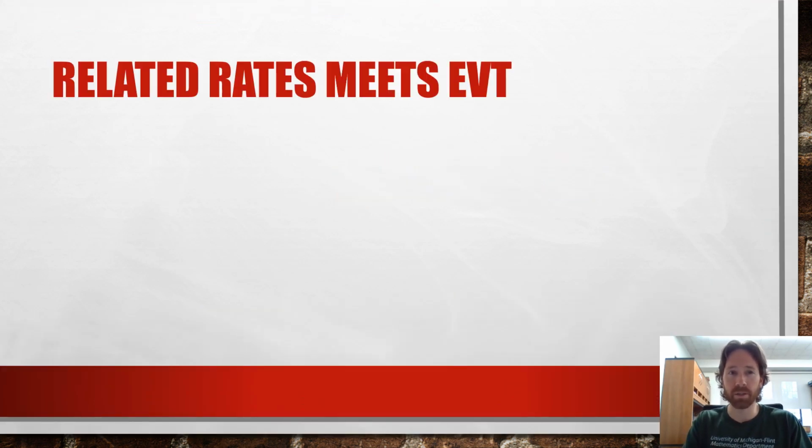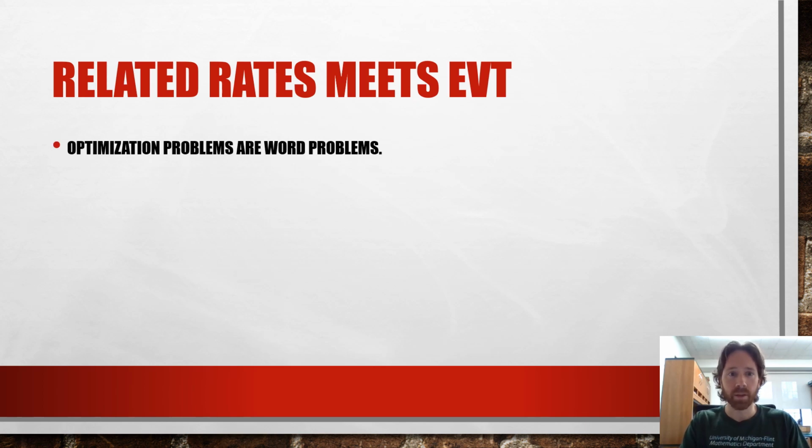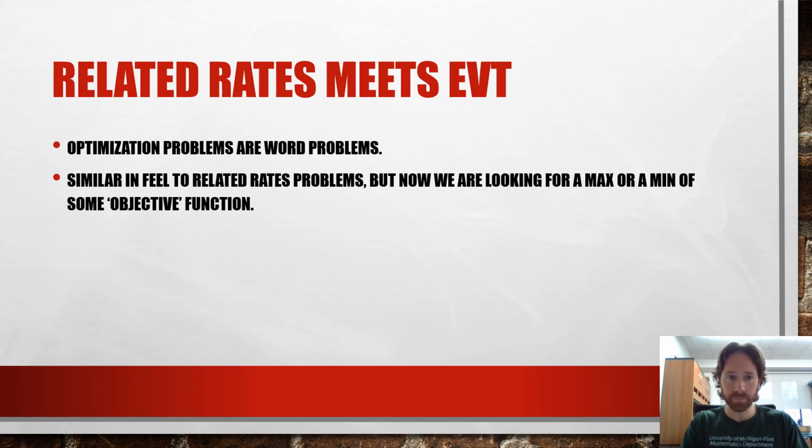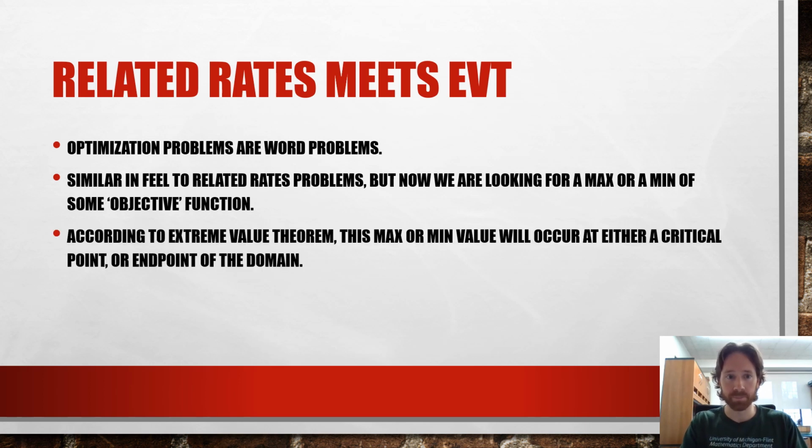Think about optimization problems sort of like related rates meet extreme value theorem. So similar in field to related rate problems, but instead of just looking for relative rates of change, we're looking for either a maximum or a minimum of some kind of objective function. And you'll see what I mean with examples.